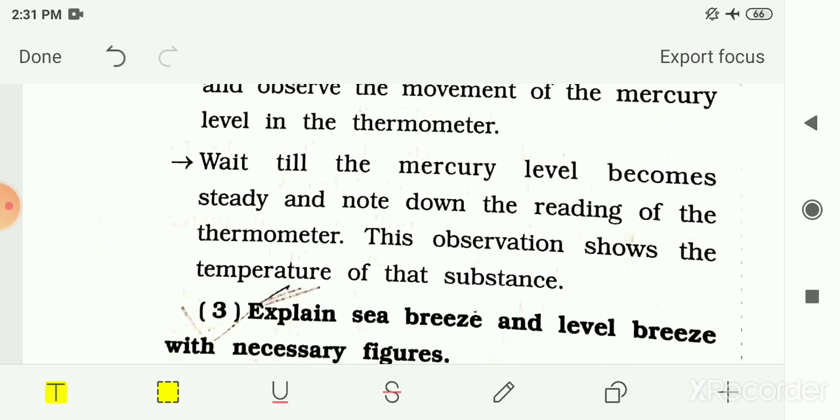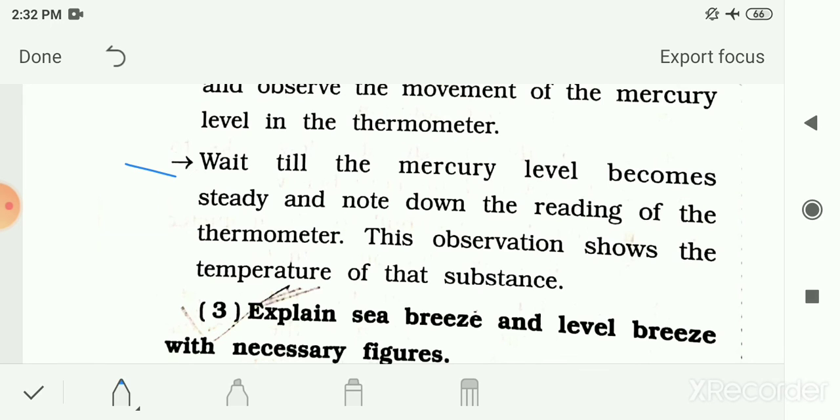We have to wait till the mercury level becomes steady, and then we can note down the reading of the thermometer. When the mercury level gets steady or stationary, at that time we can note down the reading, and this observation shows the temperature of that substance, in our case, the temperature of the water. So this is how we can measure the temperature with the help of this kind of thermometer.